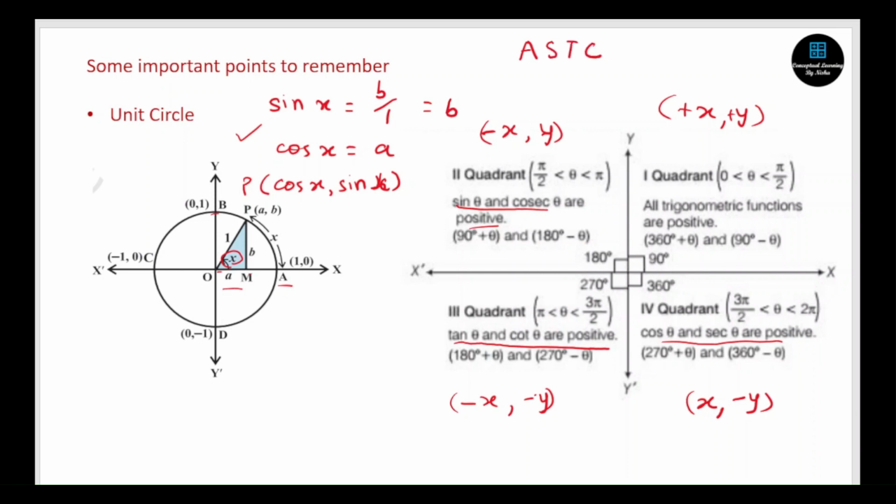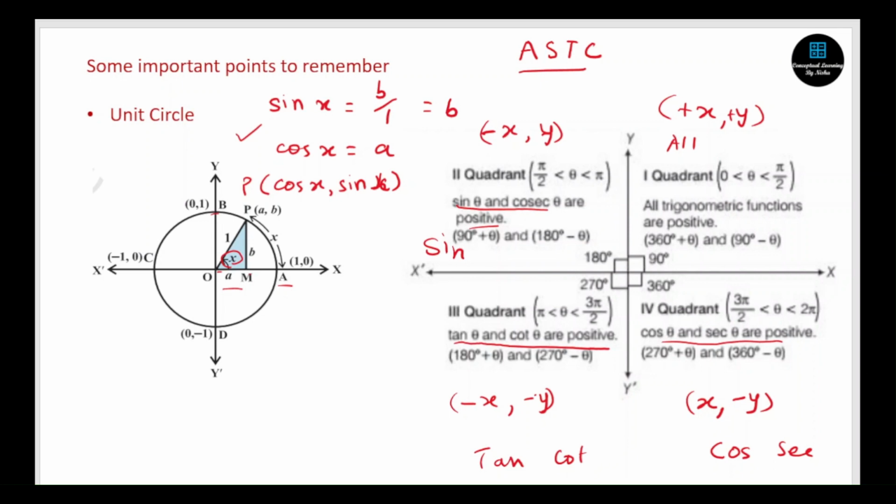And you can use this ASTC rule. Now what does it mean? All are positive here. Here sine and cosec are positive. Then tan and cot are positive here. So T and C is cos and sec. So the ASTC rule, you can remember with: After School To College.